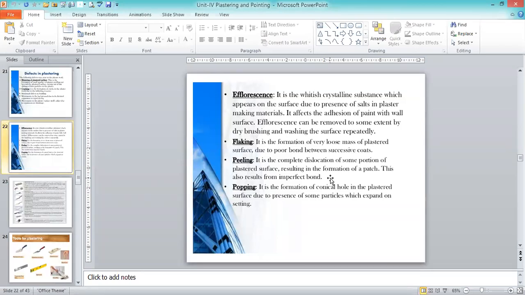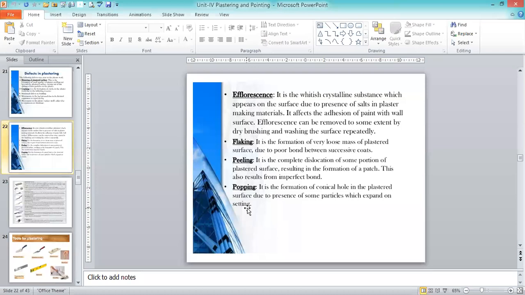Like that, the surfaces come out if you have not done the mixing of the ingredients properly, the surfacing properly, the plastering properly, or the curing properly, then it is going to peel up. Then popping is the formation of a conical hole in the plastered surface due to the presence of some particles which expand after setting. After setting, expansion takes place.